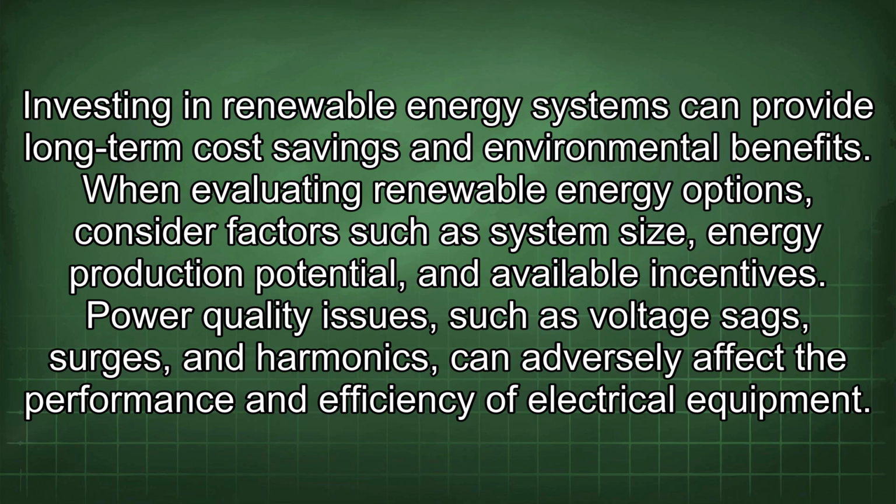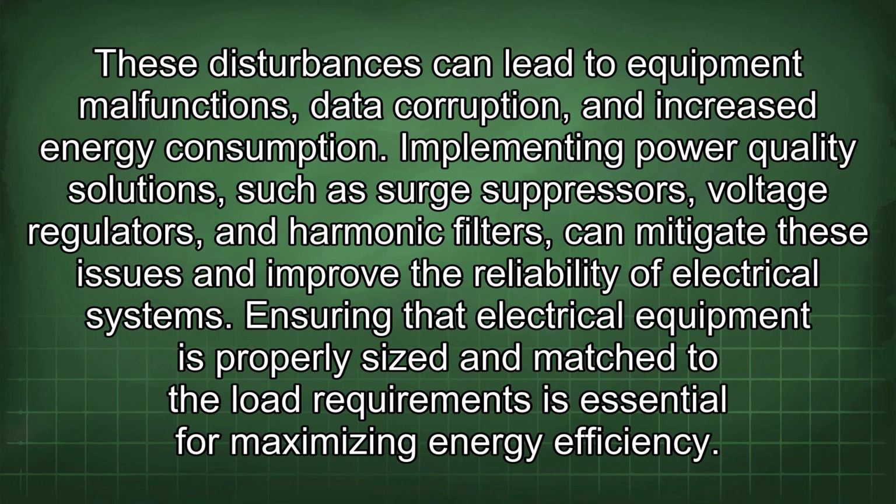Power quality issues such as voltage sags, surges, and harmonics can adversely affect the performance and efficiency of electrical equipment. These disturbances can lead to equipment malfunctions, data corruption, and increased energy consumption. Implementing power quality solutions such as surge suppressors, voltage regulators, and harmonic filters can mitigate these issues and improve the reliability of electrical systems.